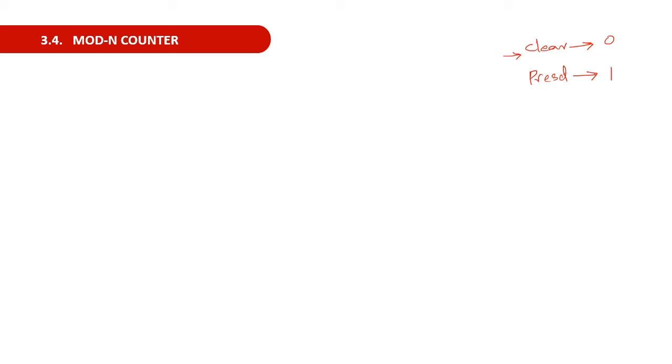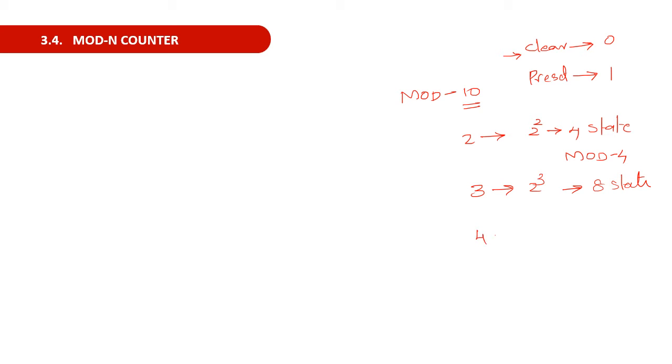Now suppose you want to construct a mode 10 counter. How will you decide how many flip-flops you require? That is the first thing you have to decide. We know that if you are using 2 flip-flops, you can construct 2 raised to 2, that is a 4-state counter. That means you can construct a mode 4 counter. If you are using 3 flip-flops, you can construct a counter with 8 states. Similarly, if you use 4 flip-flops, you can construct a 16-state or mode 16 counter. From this, if you have n flip-flops, you can construct a 2 raised to n state counter.